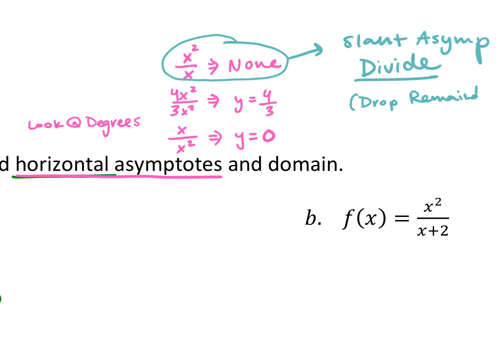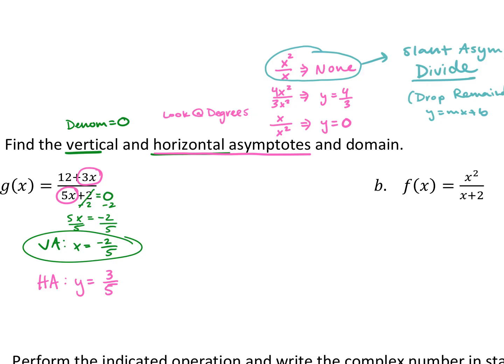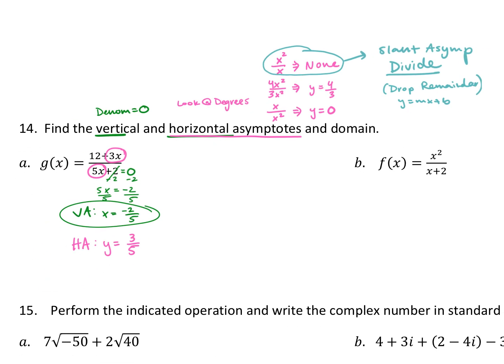Your slant asymptote's going to be a line, so it'll be in the form of y equals mx plus b when you divide. So that's if your numerator is 1 degree more than the denominator. You divide to find your slant asymptote. We'll practice some division questions as we go through the review. But keep that in mind to find a slant asymptote.